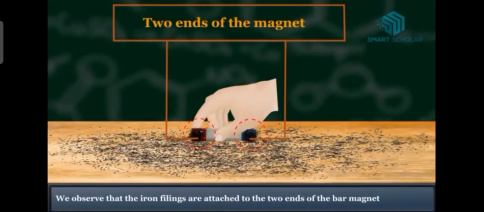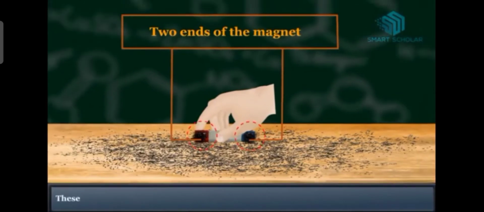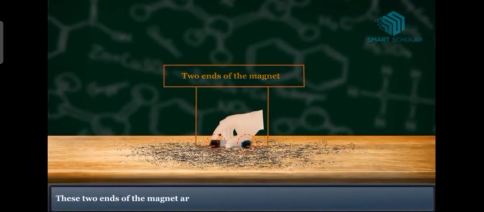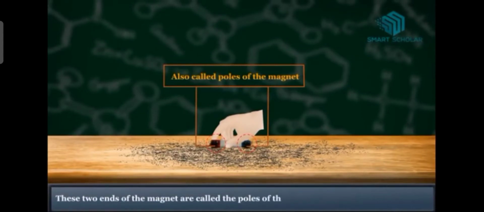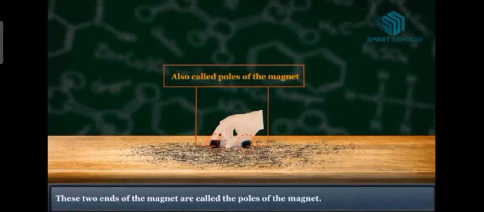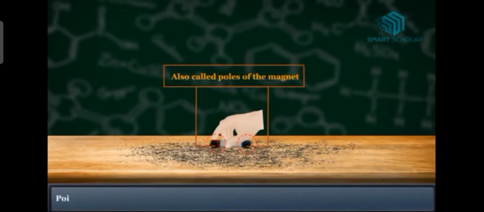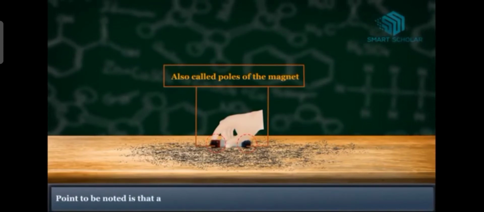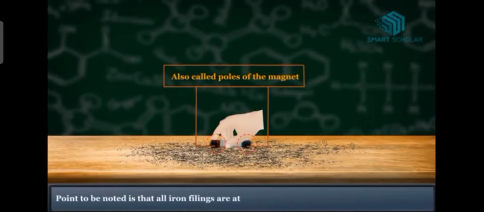You can see the two ends of the magnet. The iron is more concentrated, more attracted at the ends of the magnet. These two ends of the magnet are called poles. These two ends of a magnet are called the poles of a magnet. This is the poles of the magnet, that is, the end of the magnet. So you have seen that more iron filings have been attracted at the ends of the magnet, and this is known as poles.